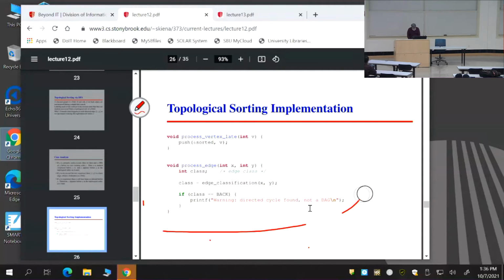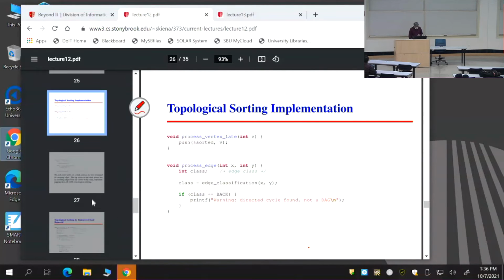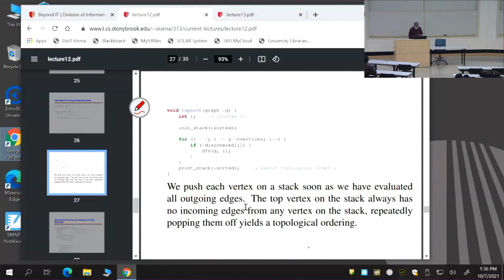One more. Boom. Let me show you one other way to do topological sort. And again, basically, this was the algorithm. Before, we were going to call depth first search. Okay? Basically, we're going to go through every vertex one by one. If it hadn't been discovered, we're going to do a depth first search from it.